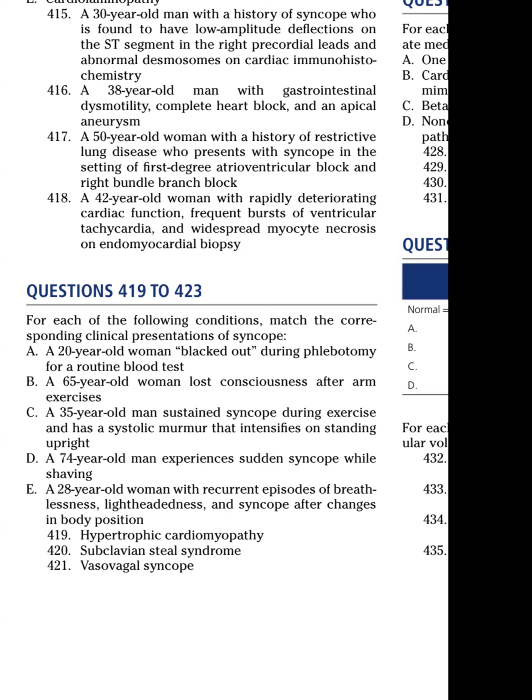And then E is a 28-year-old woman with recurrent episodes of breathlessness, lightheadedness, and syncope after changes in body position. So we're to use the following presentations to match 419 to 423. 419 is hypertrophic cardiomyopathy. 420 is subclavian steal syndrome. 421 is vasovagal syncope.